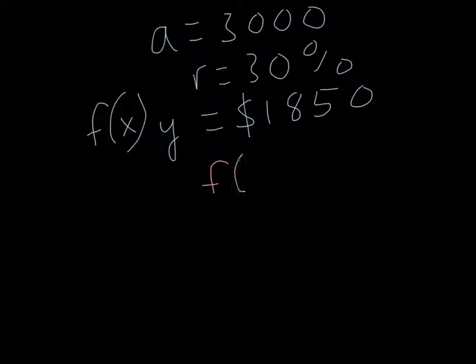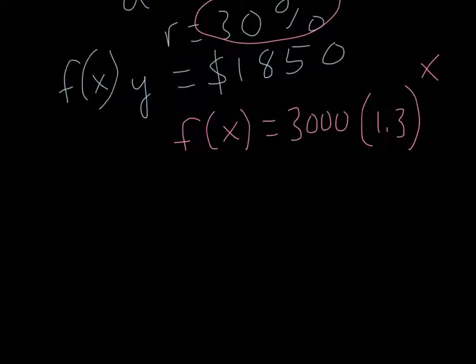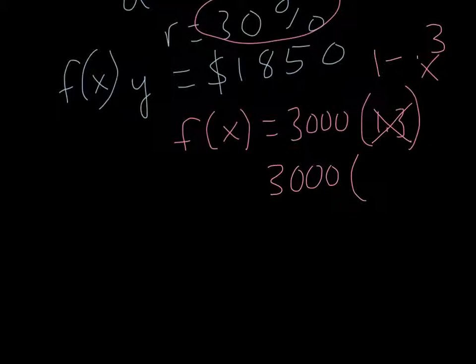You get f of x equals, initial is 3,000. I'm going to change this to a decimal right here. So it's 1 plus 0.3 is 1.3 to the, we don't know the x. For those of you that were paying attention, this is supposed to be 3,000. You subtract because it's a rate of decrease. I don't know why someone wrote that. So it's 0.7 to the x is f of x.